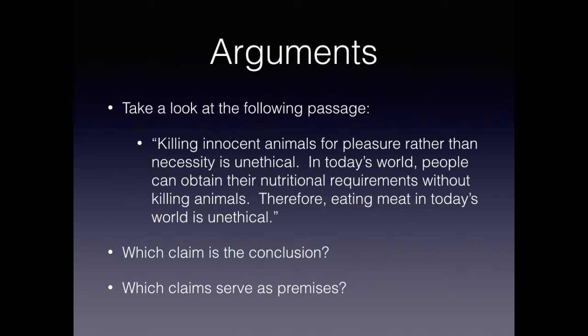Okay, so if you look at slide 7 and after of the PowerPoint, you're going to see some examples here that might be helpful. So take a look at this passage. It says, killing innocent animals for pleasure rather than necessity is unethical. In today's world, people can obtain their nutritional requirements without killing animals. Therefore, eating meat in today's world is unethical. All right, so think about what the conclusion is and which claims serve as premises. So think A of the why test and B in terms of indicator words.